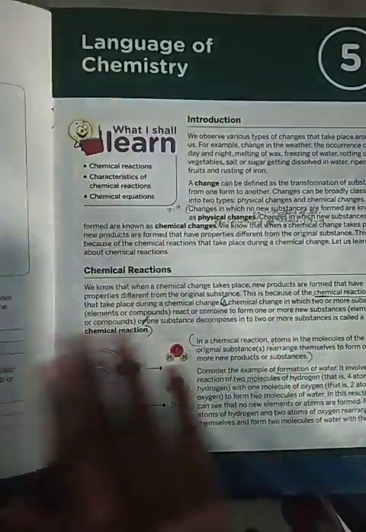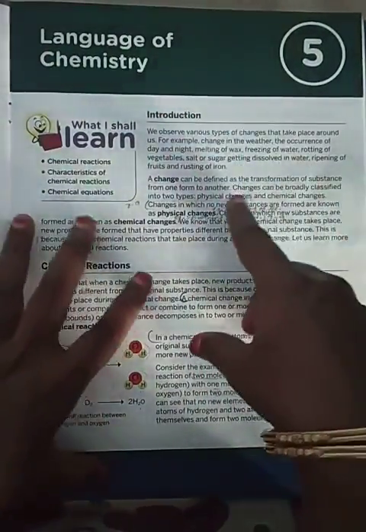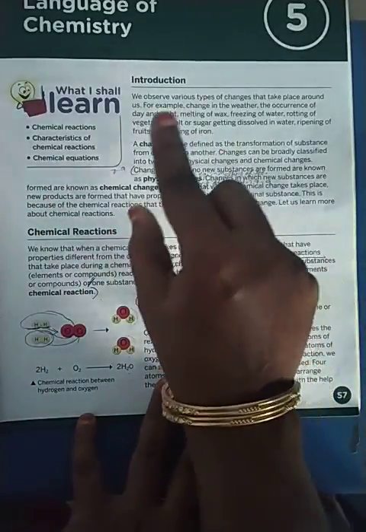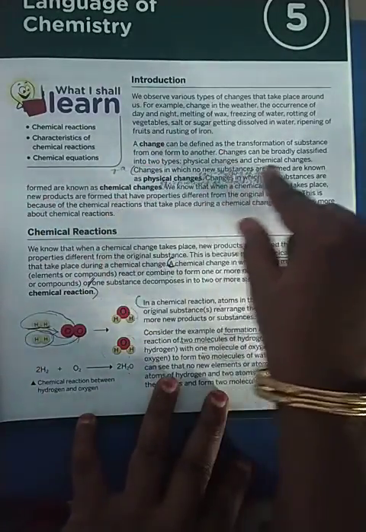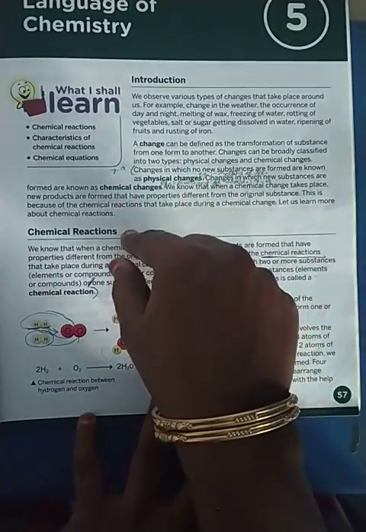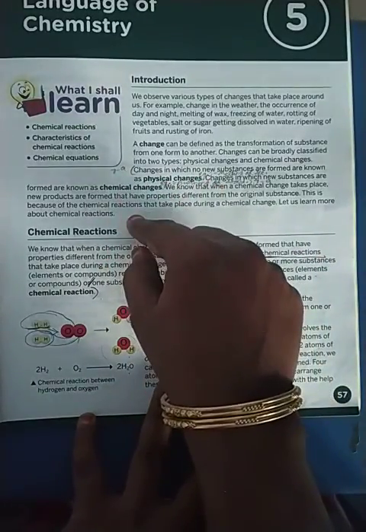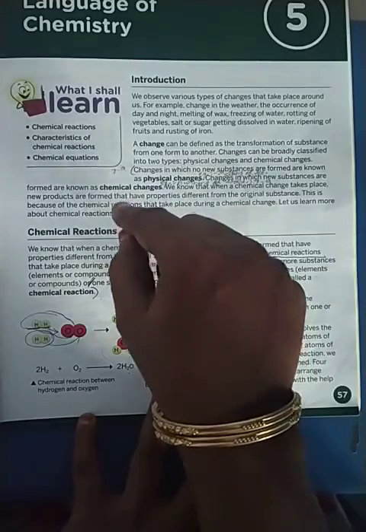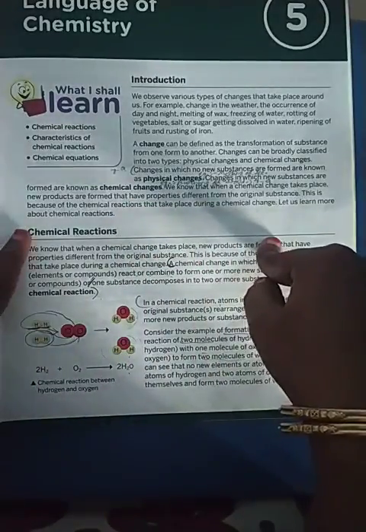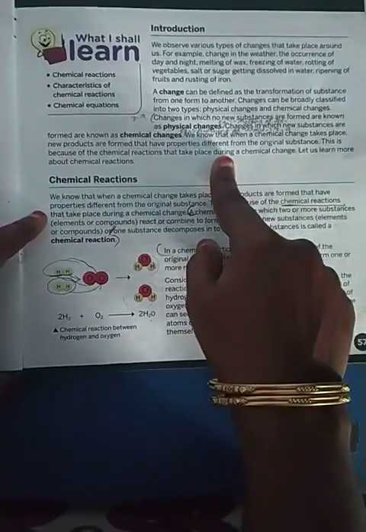Now coming to the fifth lesson, language of chemistry. First we are starting with what is a change. Change is nothing but a transformation of a substance from one form to another. Here we saw two changes: one is physical change and the other is chemical change. In chemical change, we will see changes in both chemical properties and physical properties. So that is why it becomes a chemical change.